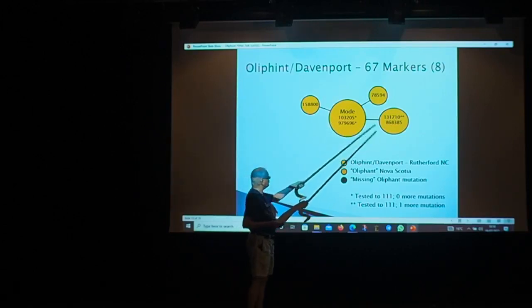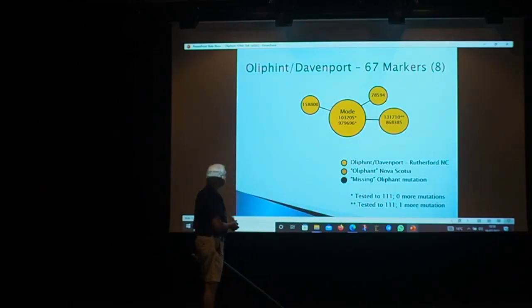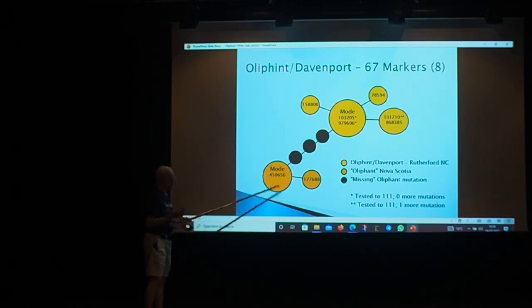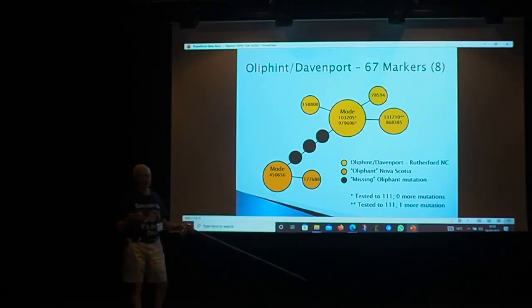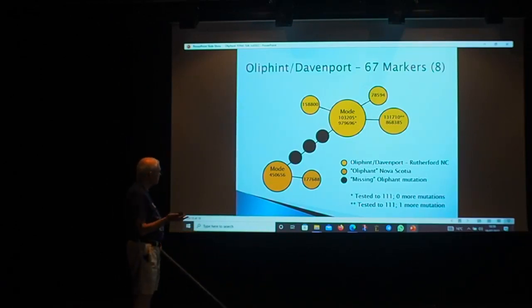These two people were actually on the mode at 37 markers, but at 67 markers, they're off one. And then if we show the Nova Scotia people, we see the mode is now at a genetic distance of 4, where it was 3 before. And since there's only two of them, either one of them could be on the mode or off the mode by one. All we know is they're one distance apart. We need somebody else to be tested in Nova Scotia to better define the mode.